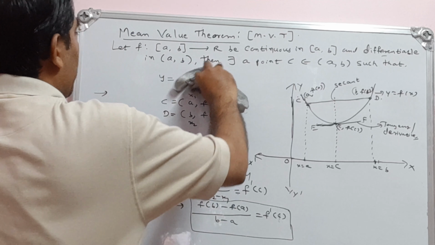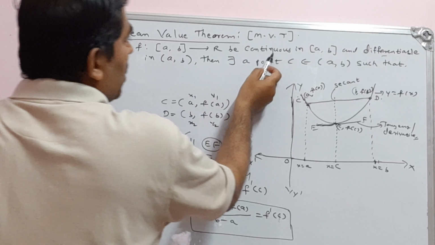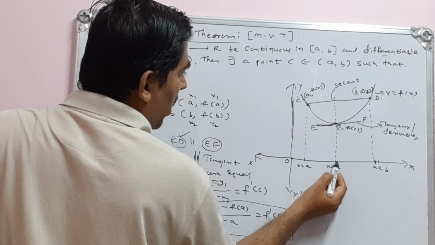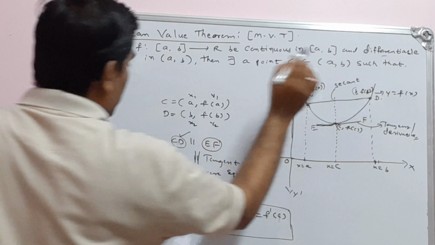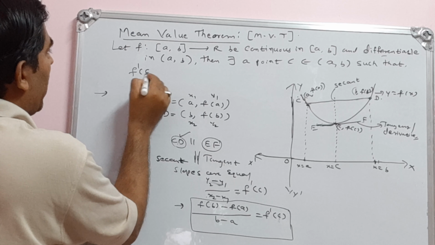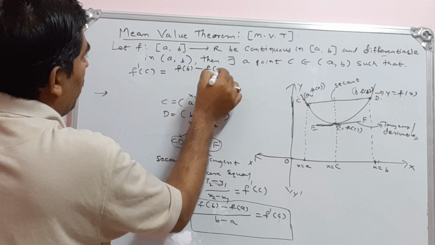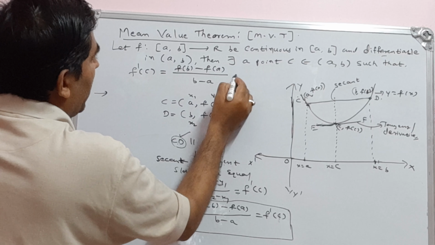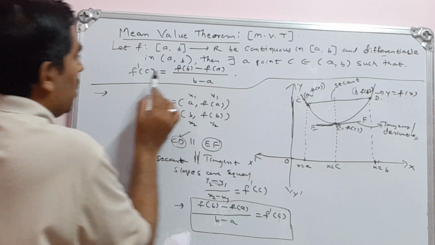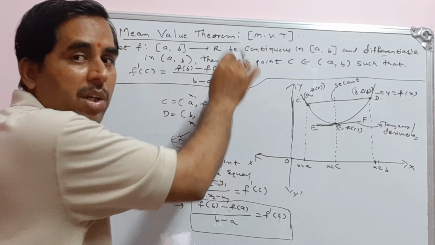I will complete the statement now. Let me read it again. Let us consider a function which is continuous in [a, b] and differentiable in the open interval. Then there exists a point c belonging to the interval such that f dash c is equal to f of b minus f of a divided by b minus a. So this is the statement of the mean value theorem.